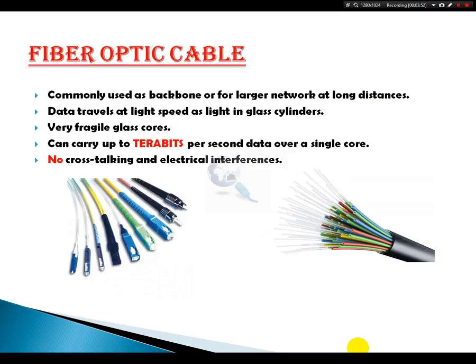Fiber optic cable, commonly used as a backbone or for larger networks at short distances. Data travels at light speed as light in a glass cylinder. If you look at this diagram, normally fiber optic is very well insulated, but this is just an example. This is called the fiber optic core, and it is made of a hollow glass cylinder. Your data is traveling at light speed as light, not as an electrical signal.